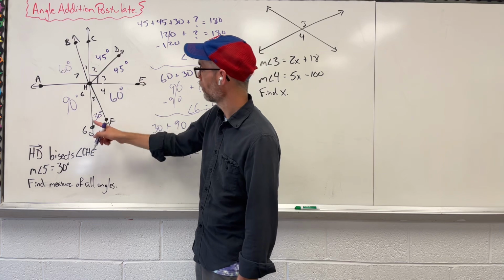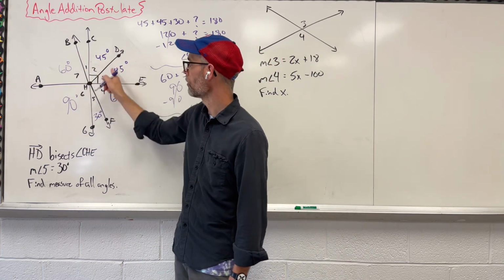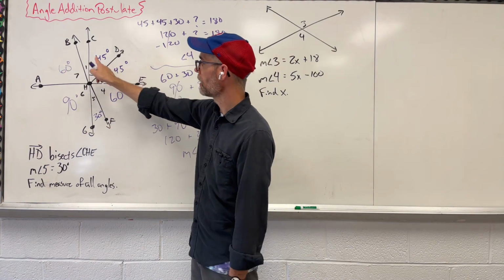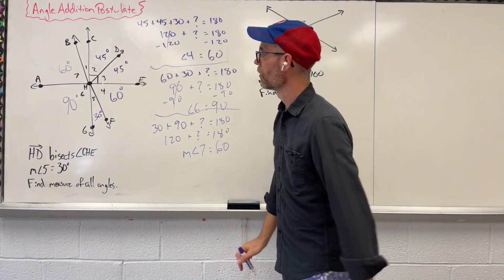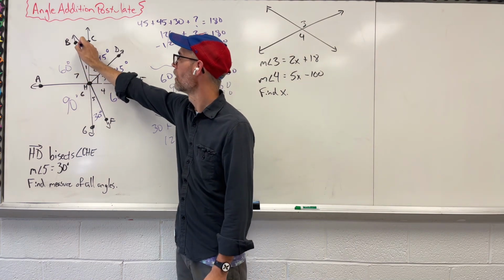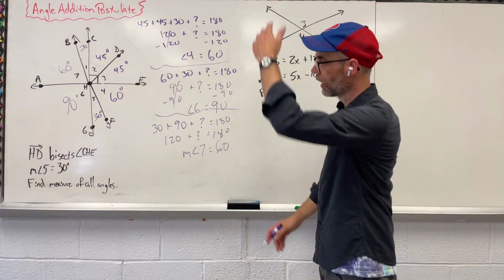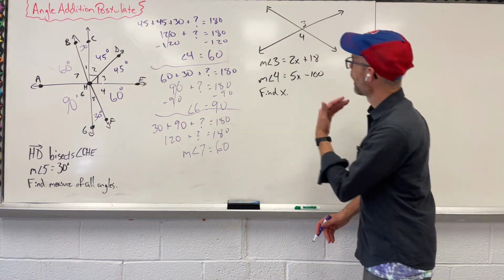We can do this one more time. We can go in any different direction. I'm going to use these top ones, 1, 2, 3, and 7. 90 plus 60 is 150, plus what gives me 180? Gives me 30. So I'm doing the same process all over again to get that. Now you just found every single one of your angles.